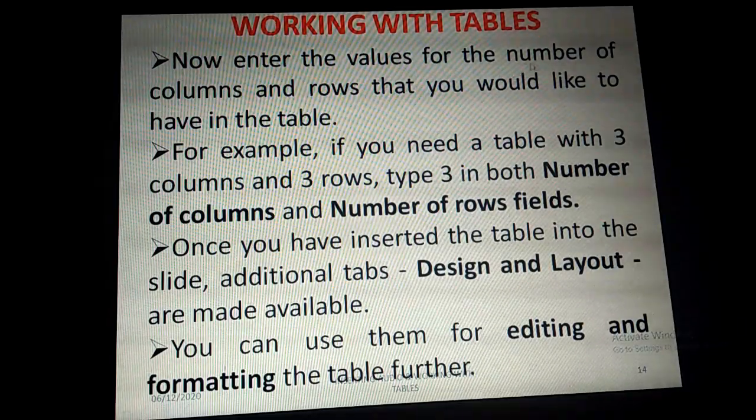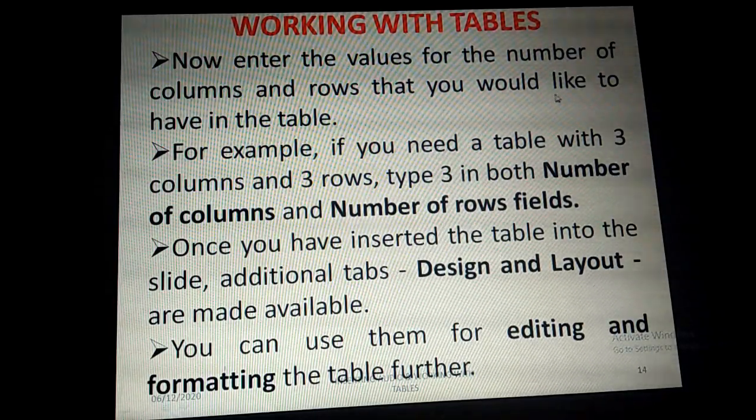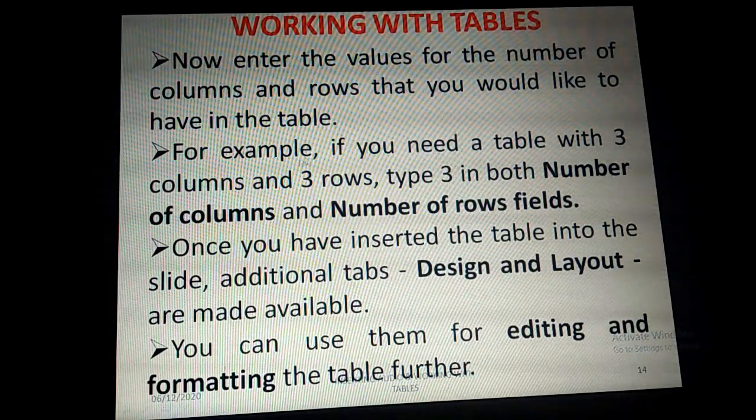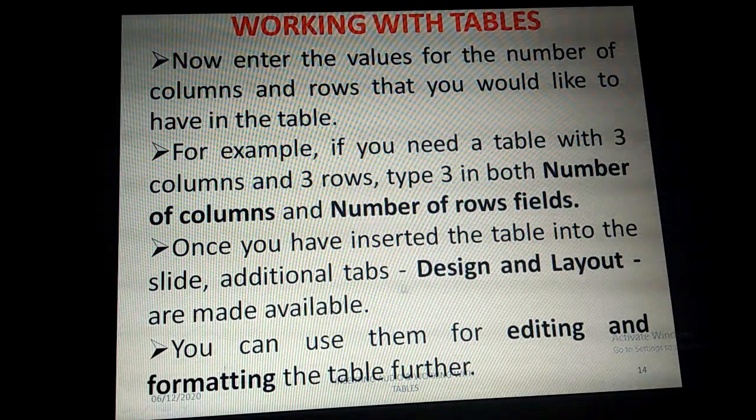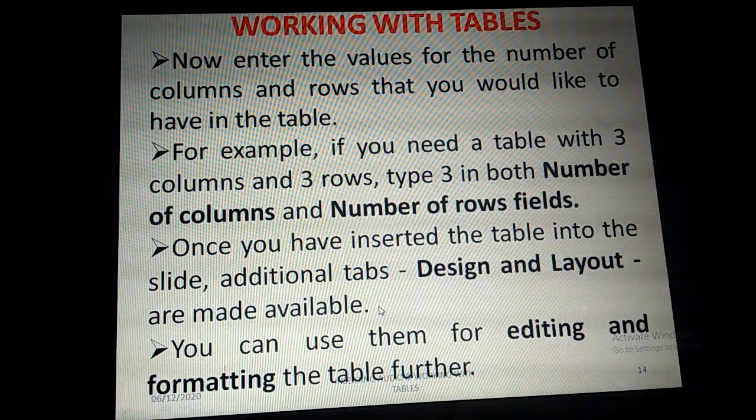So now enter the values for the number of columns and number of rows that you would like to have in the table. For example, if you need a table with 3 columns and 3 rows, type 3 in both the number of columns and number of rows fields. Once you have inserted the table in the slide, additional tabs, that is the Design and Layout tabs, are made available. We can use these 2 tabs for editing and formatting the table further.